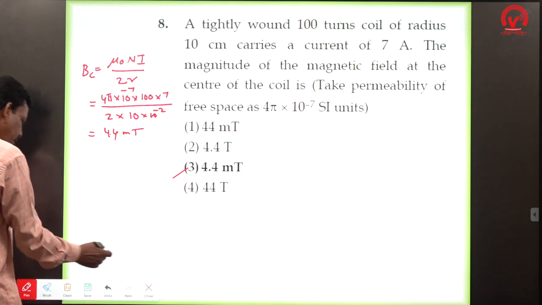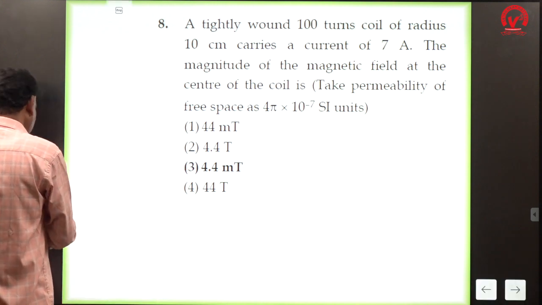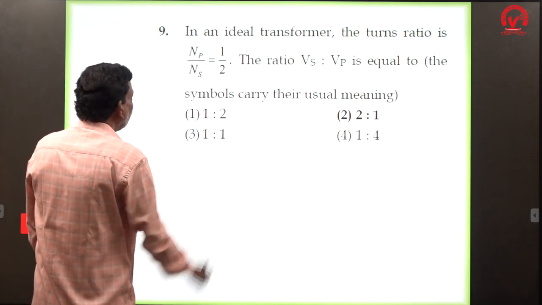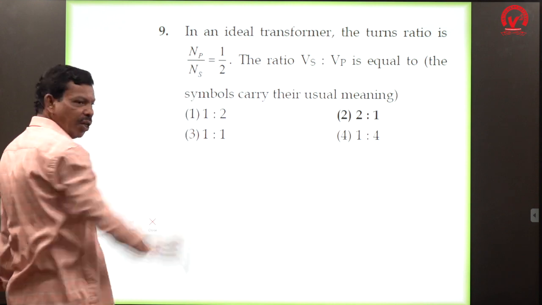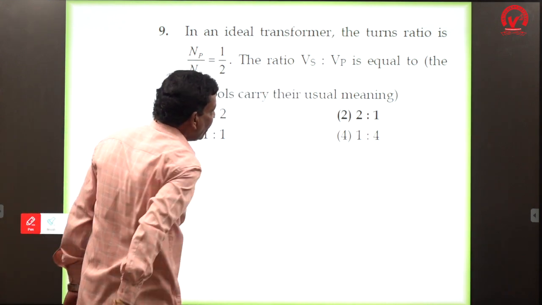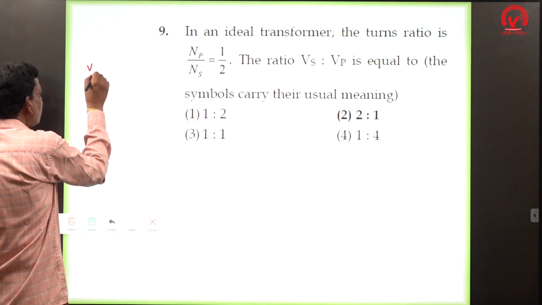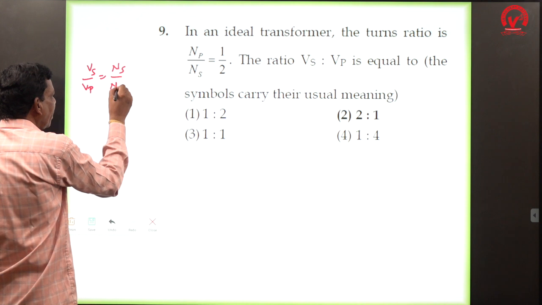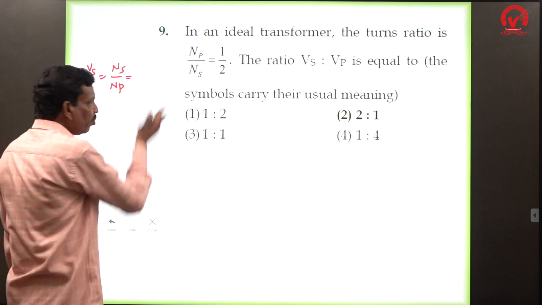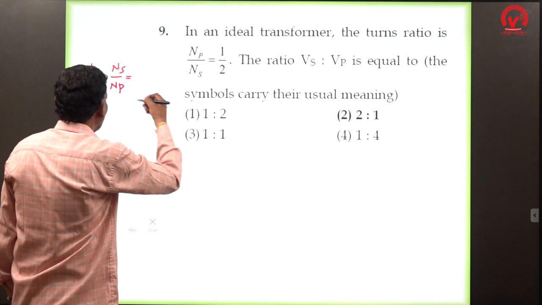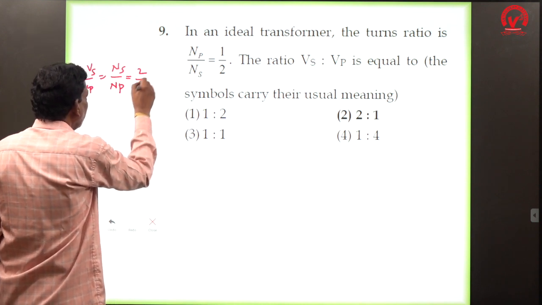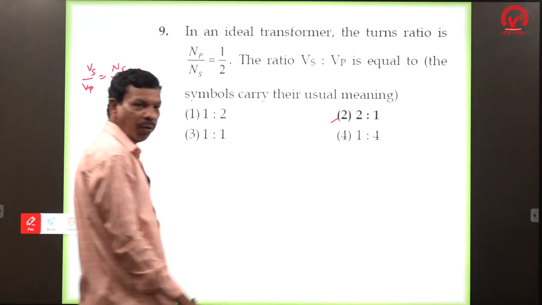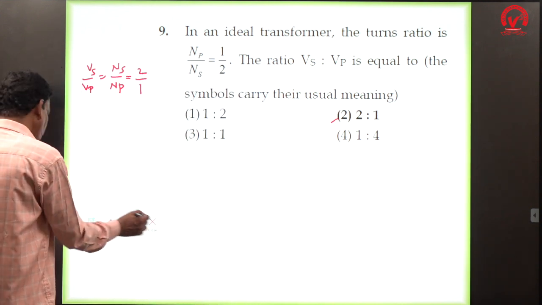Let us see the next question. Question number 9. So very simple it is. They given turns ratio, they ask Vs by Vp. We know Vs by Vp is equal to Ns by Np. Both are directly proportional. Here Np by Ns is given, that means reverse, 2 by 1. 2:1 is the correct answer. So second option we have 2:1. Next question.